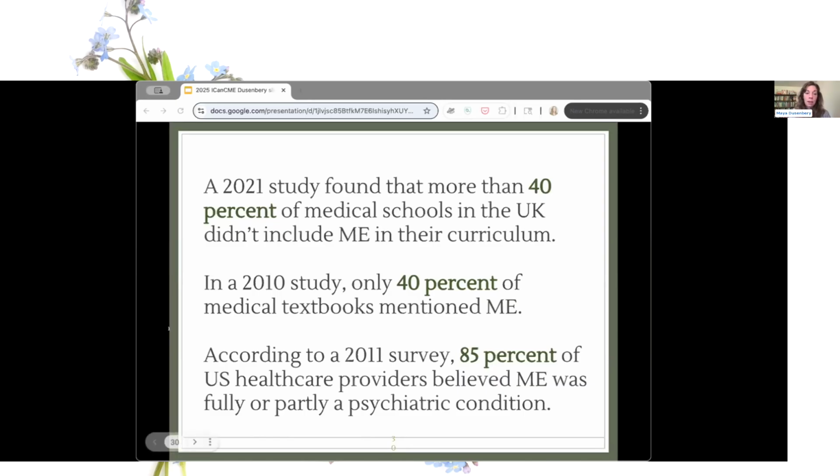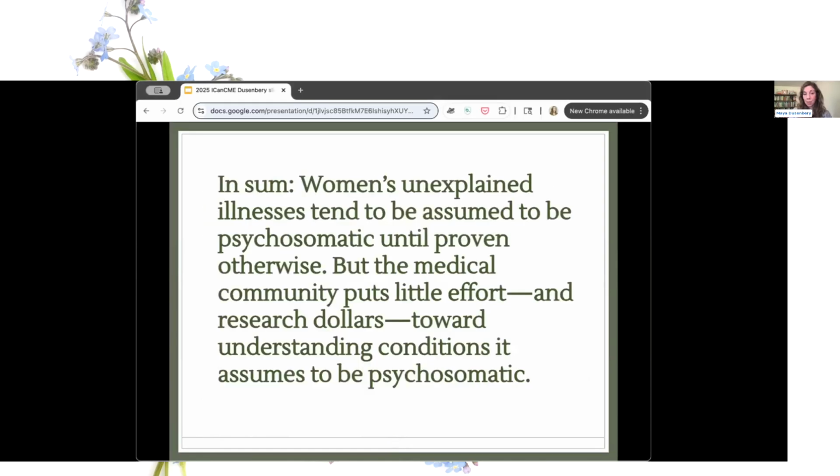And so to sum up, women's unexplained illnesses tend to be assumed psychosomatic until proven otherwise, but the medical community puts little effort or research dollars towards understanding conditions it assumes to be psychosomatic. And this catch-22 has been the trap that ME, as well as other women's health conditions, has fallen into for decades, with just devastating consequences for generations of patients.